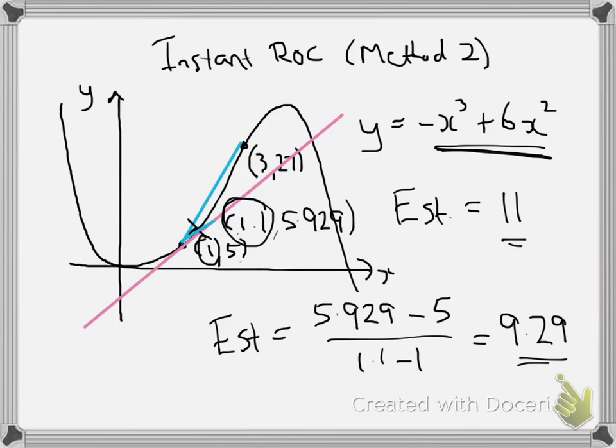So that's another way you can go about things. Find 2 points that are very close, and that'll give you a pretty good estimate, using the average rate of change to give you an estimate of the instantaneous rate of change.